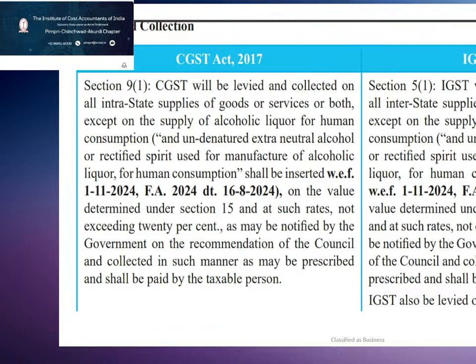You can find parallelly the similar provision in the IGST Act. Everything is the same. The IGST will be levied and collected on all interstate supplies. If you see, CGST is related to intrastate, and IGST is about interstate supplies of goods or services, except supply of alcoholic liquor, and on the value determined under section 15. And the rates.